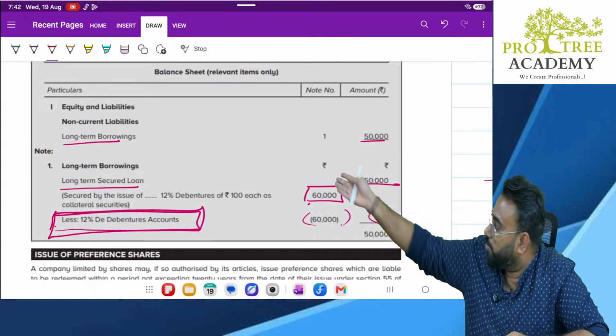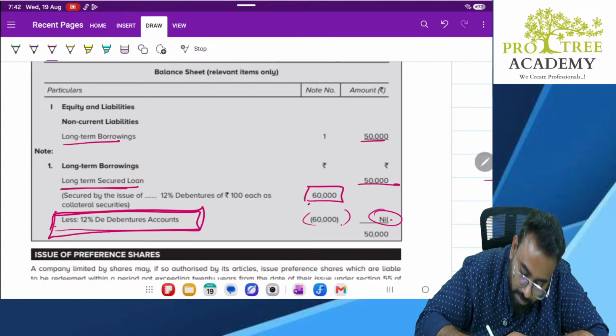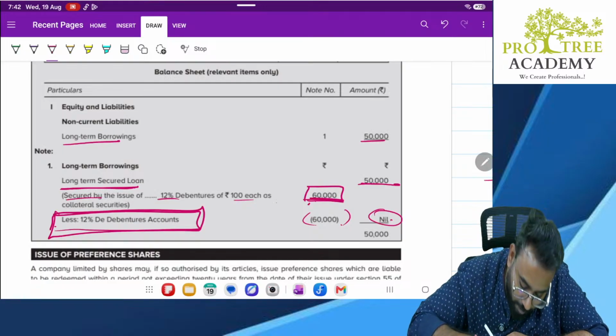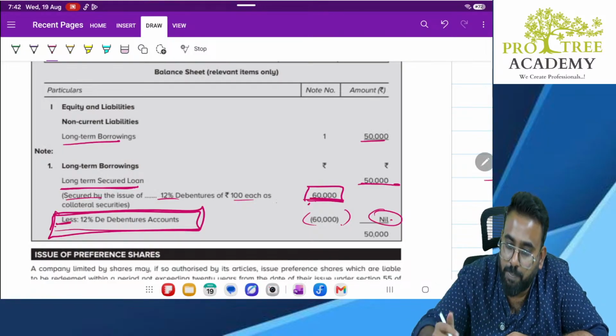No sir, I don't want to show. Show it like this. Show as long term secured loan 50,000. That is okay. Then secured by issue of 12% debentures of 100 each 60,000. Then minus debenture suspense account.